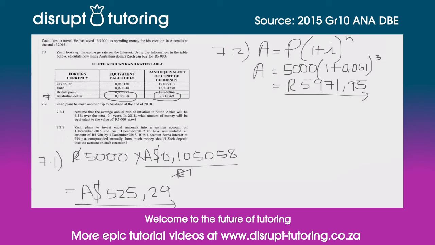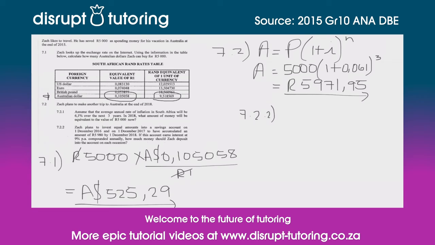Then, in 7.2.2, Zach plans to invest equal amounts into a savings account on 1 December 2016 and on 1 December 2017 to have accumulated an amount of 5,980 Rand by December 2018. If the account earns interest at 9% per annum, compounded annually, how much money should Zach deposit into the account at each point? Right, so because we've been told that there are equal amounts, we can assume that that amount is going to be X.